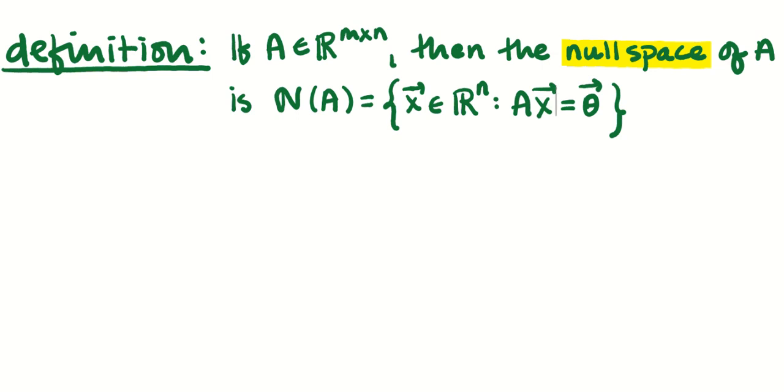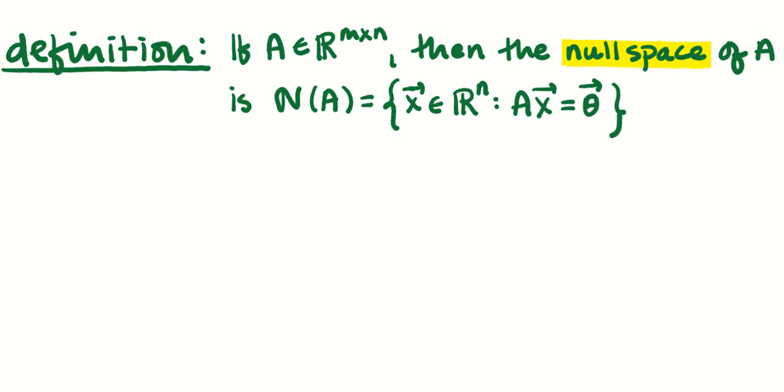In this video, I'm going to be talking to you about the null space of a matrix. So I figure I'd start with the definition. If A is an m by n matrix, then the null space of A is the set of all vectors in Rn for which A times x equals 0. It's like the set of all zeros of a matrix.